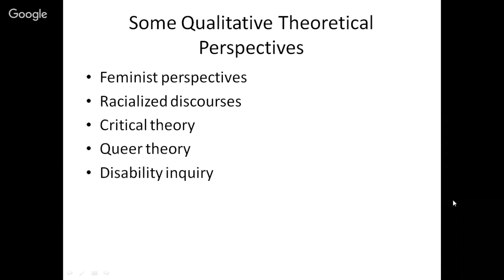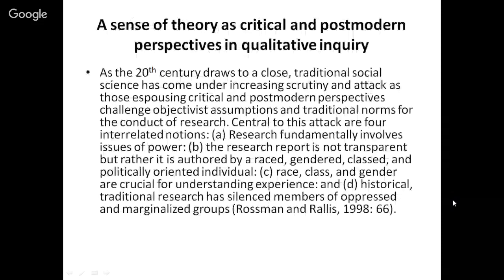So, we want to keep this in mind. And I included this here. I'll just read it and then I'll tell you why I included this inquiry here. So, essential theory as critical and postmodern perspectives in qualitative inquiry. As the 20th century draws to a close, traditional is now the 21st century. So, traditional social science has come under increasing scrutiny and attack as those espousing critical and postmodernist perspectives challenge objectivist assumptions and traditional norms for the conduct of research. Central to this attack are four interrelated notions.